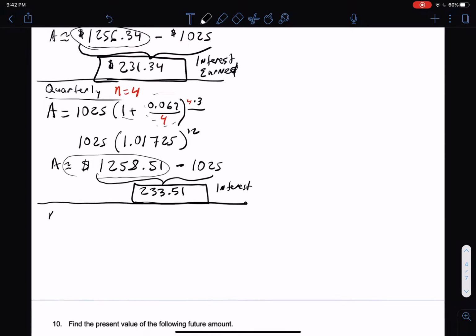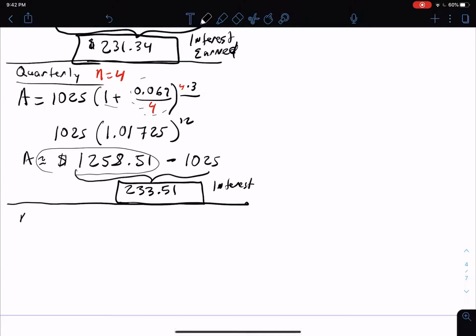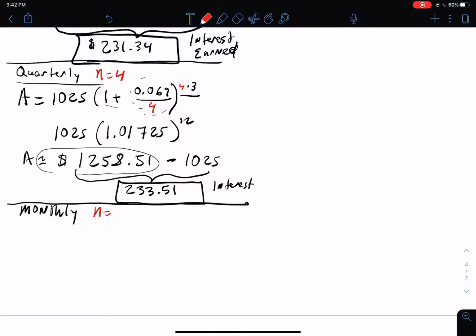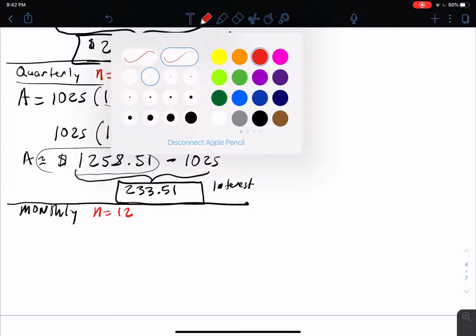And of course, okay, there we go. Monthly. And of course, monthly means that the n value is 12. Here's our setup.